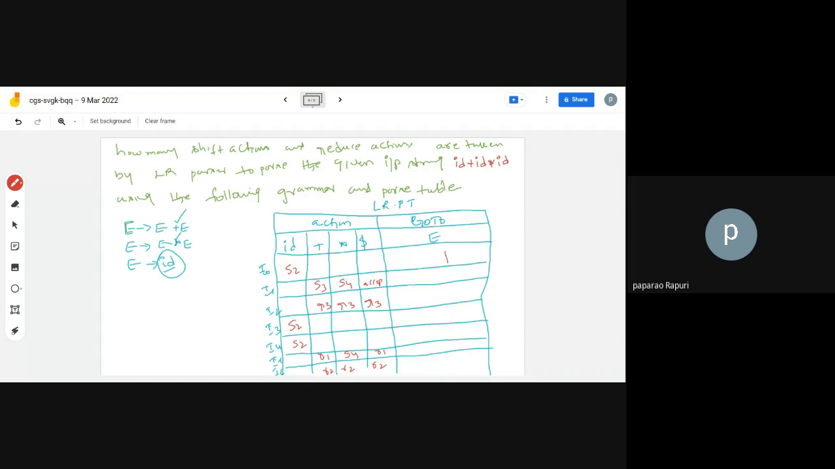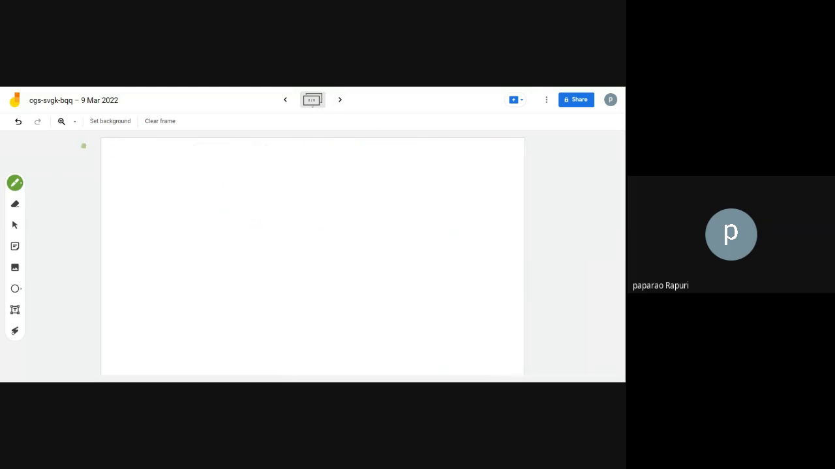Sir, in the question itself, he will give three things. One is the input string, and next one is the grammar, for knowing the number of productions: production number 1, production number 2, production number 3, and to know the start symbol. And next one is the parsing table. These three things he is providing. And now we need to check whether the given input string is accepted or not.